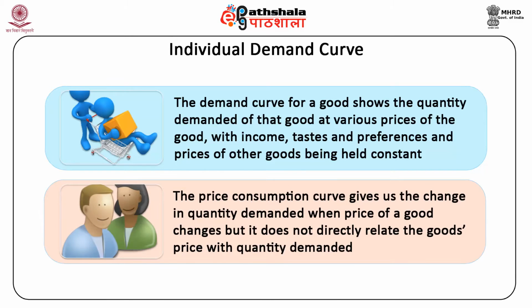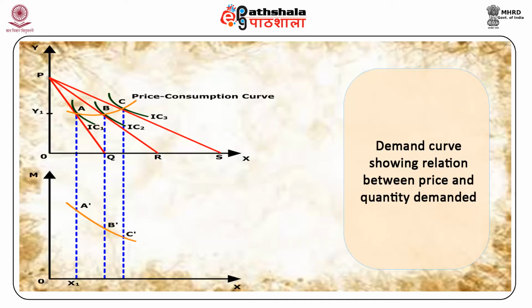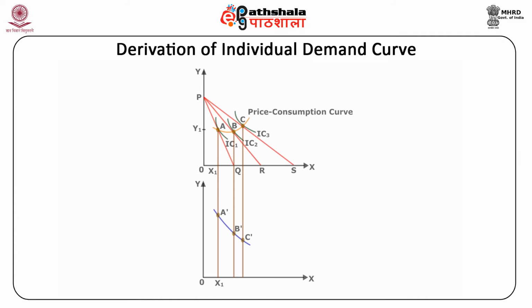The price consumption curve gives us the change in quantity demanded when the price of a good changes, but it does not directly relate the good's price with quantity demanded. The demand curve of an individual, showing the relationship between price and quantity demanded, can be easily derived from the price consumption curve as shown in the lower panel of the figure. The horizontal axis in the lower panel measures quantity of good X as in the top panel, but the vertical axis measures the price of commodity X.